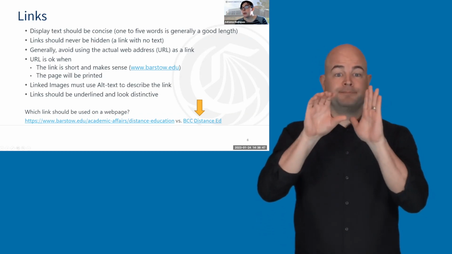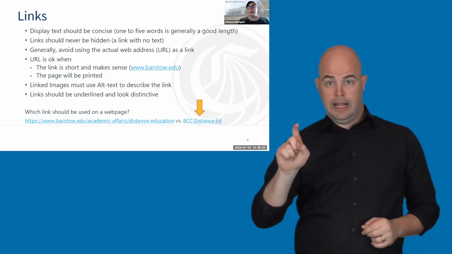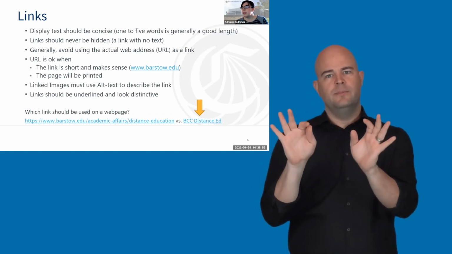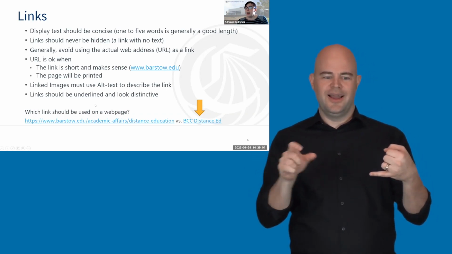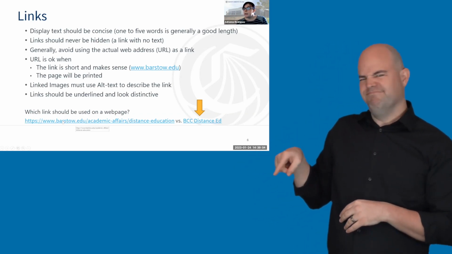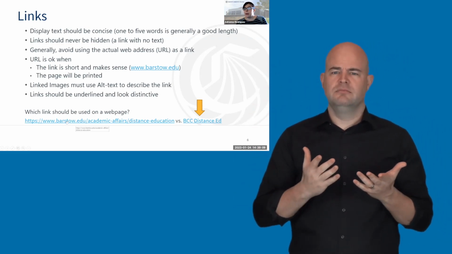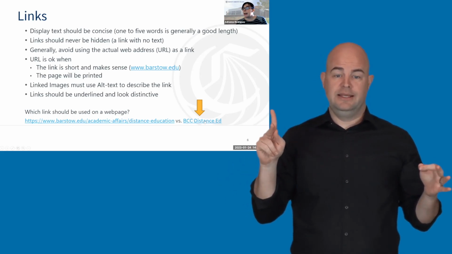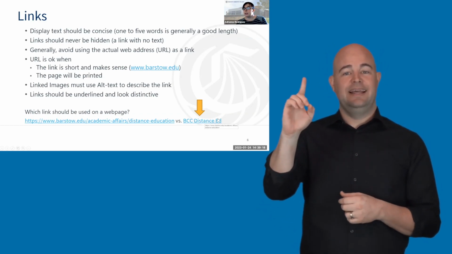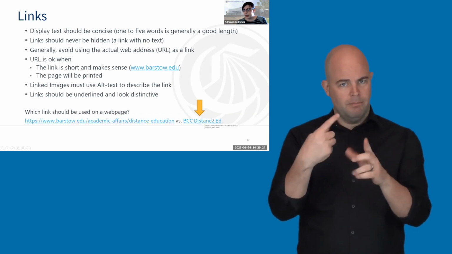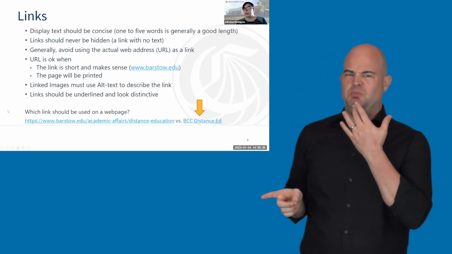Images must use alt text to describe the link. So if you have a picture and you want students to be able to click on it to go to a website, you want to make sure you've got alt text there. Links should be underlined and look distinctive. I've got an example on the bottom here. This is a link to our distance education page on our website. It's a really long link, so I added display text to just state BCC Distance Ed. It's much shorter, more concise. It explains exactly where you're going to go if you click on the link. So this link would definitely be preferred as opposed to using this entire URL.